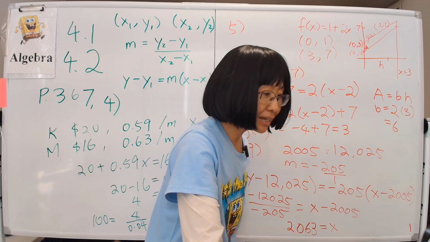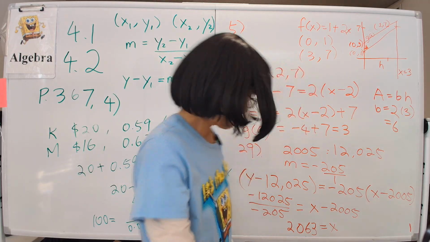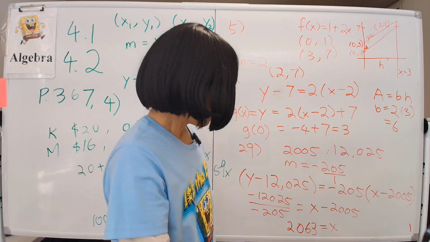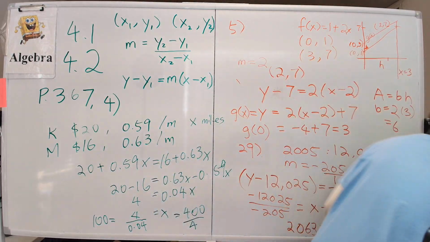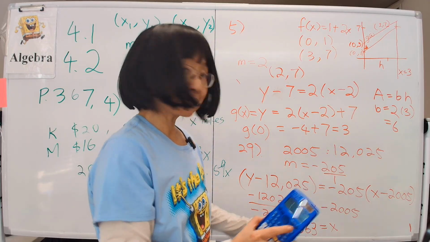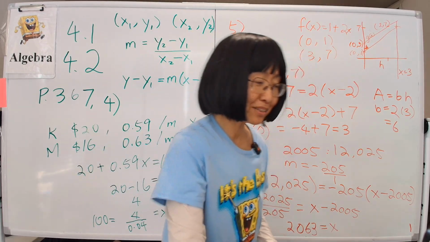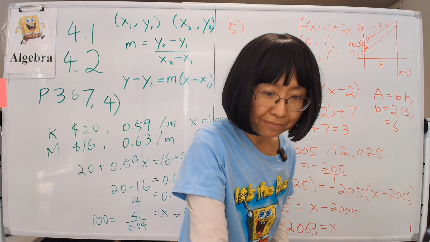Now let me check the answer to see if I got it right. What problem is this again? 29? Yep, 2063. Although I got the number point some 5 or 6. I should round up to 2064. But I guess your book doesn't care, so we are not going to be too picky about it. Next problem, let me erase the board.